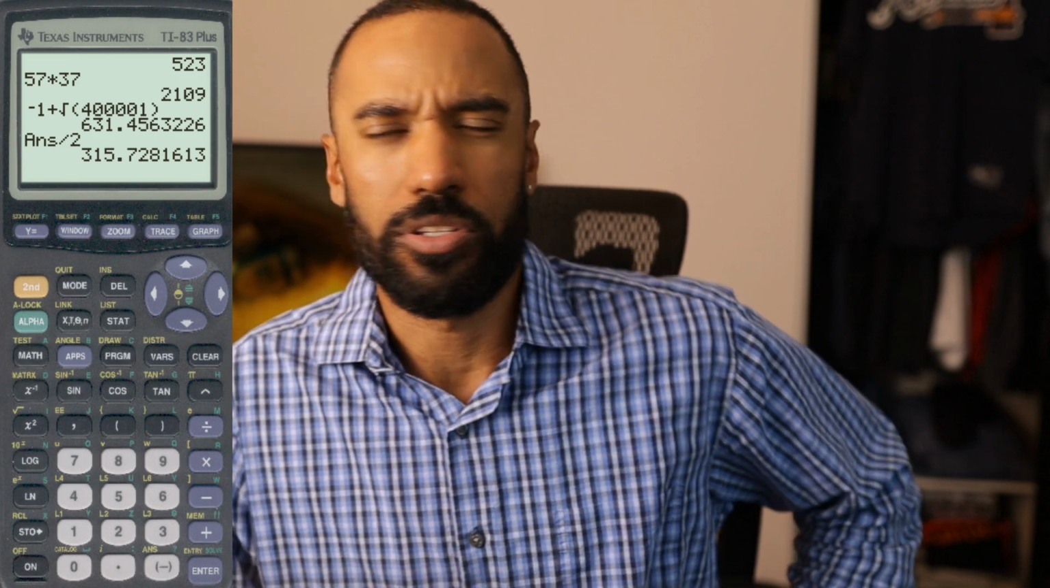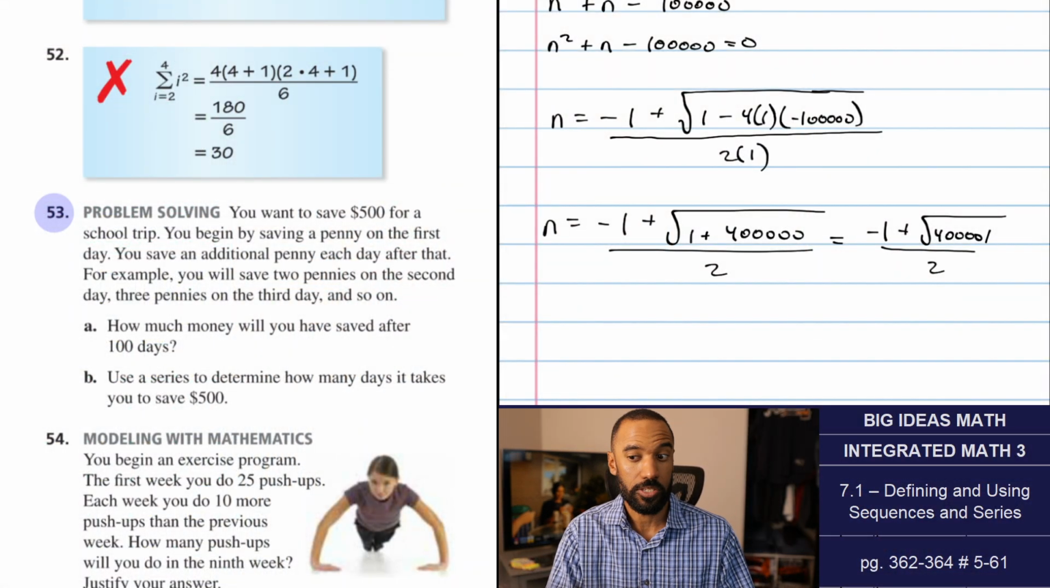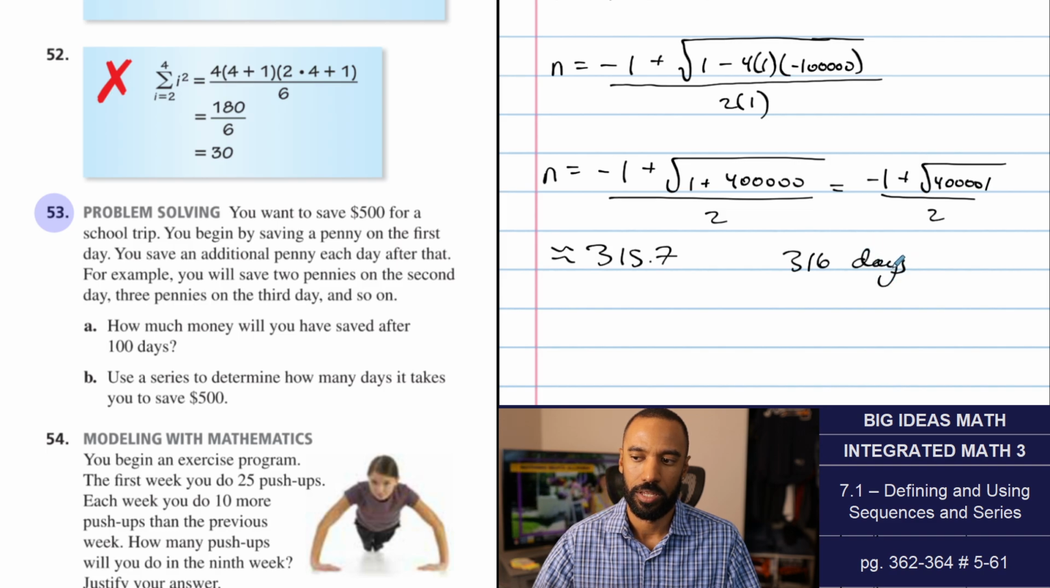This is, n is number of days. So on the 315th day, we don't yet have the $500, but by the 316th day, I guess we will. So to answer the question, how many days will it take until we've saved? That takes less than a year. 315.5, so that's about 316 days. Yeah, it takes less than a year.